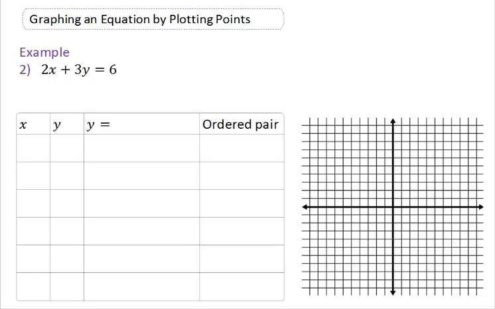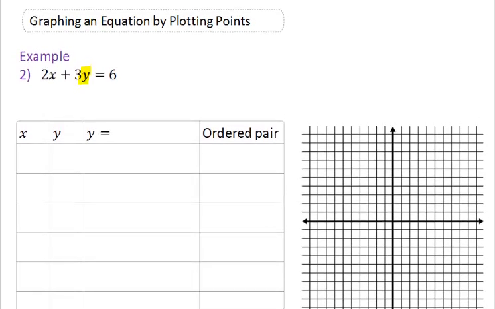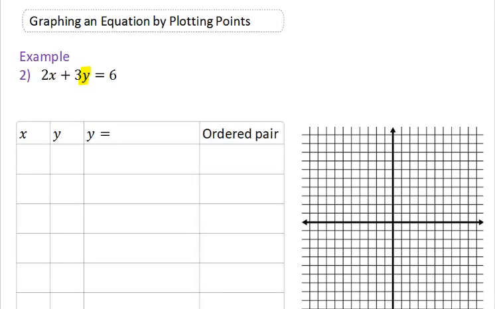The first thing that you need to do is solve for your y variable. And then you can pick random things for your x variable, come up with your ordered pairs, and then graph that equation by playing connect the dots.